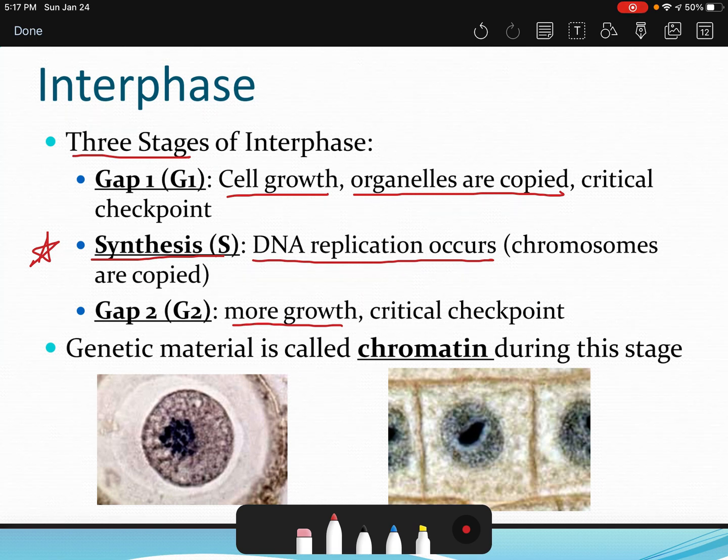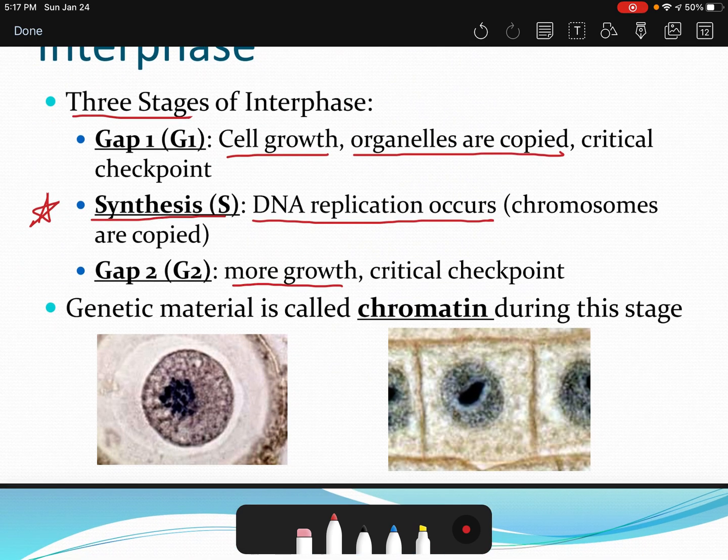If you look at what the cell looks like down here, there's not any distinct chromosomes. You can't really see these nice thickened chromosomes because at this time the genetic material is called chromatin. This is like a bunch of unwound DNA. So it's not tightly wound up into these chromosomes that you can see, but it's all unwound. It's almost like a plate of spaghetti or something. And all those spaghetti noodles are the unwound DNA.